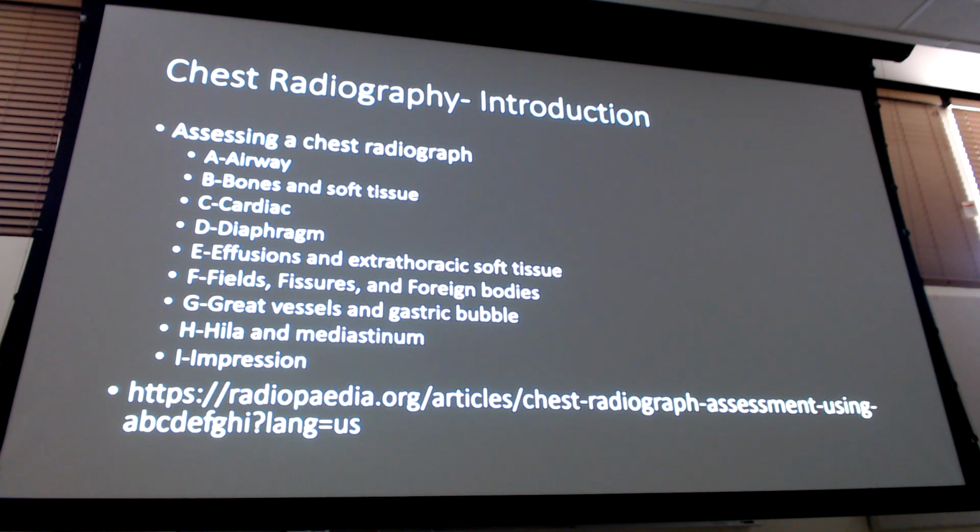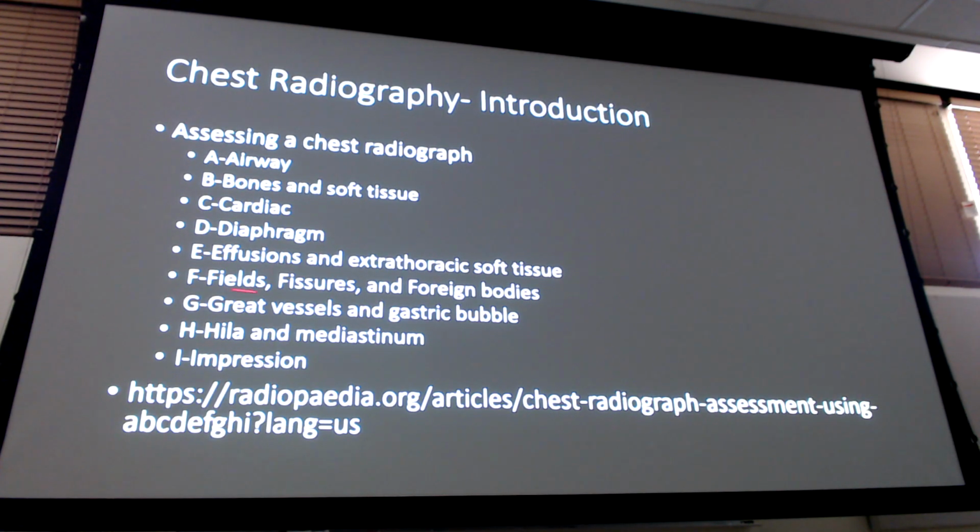So A is my airway, it's the first thing I assess. B is my bones, and I throw soft tissue in there because I learned that together last block, so I'm going to do both of those together. C is then my cardiac silhouette. D is my diaphragm. E is my effusions or extrathoracic soft tissue. We'll talk about effusions when we get there, and you will see what I mean by looking for effusions, okay?